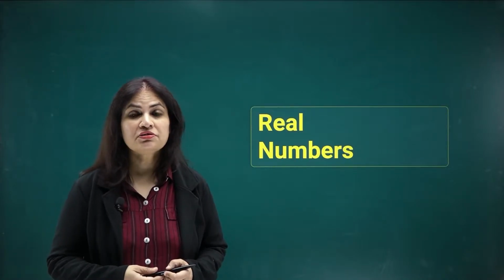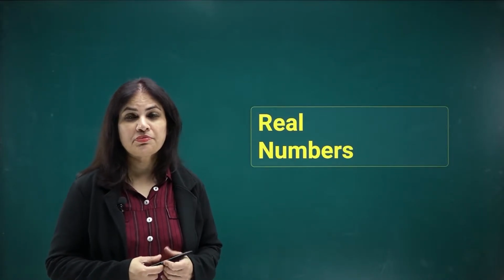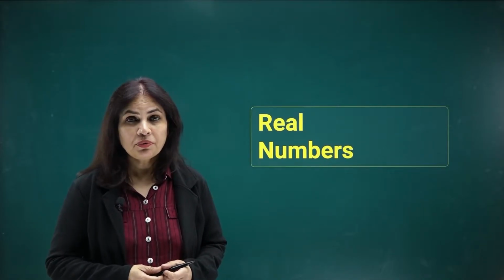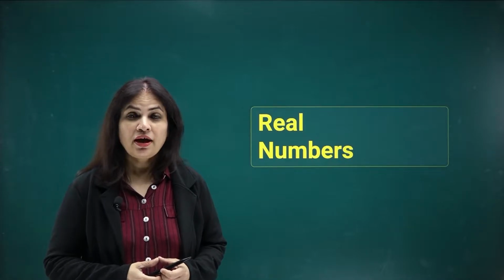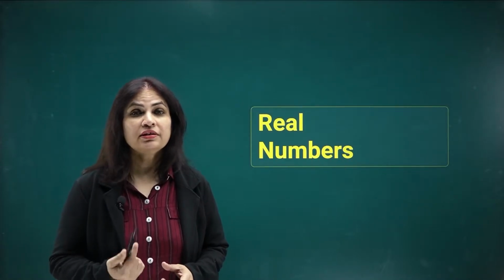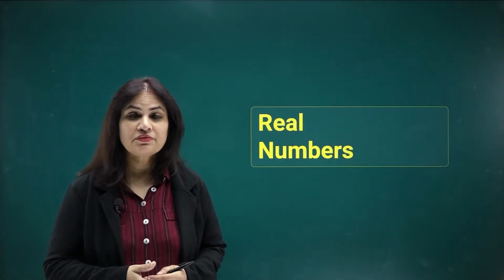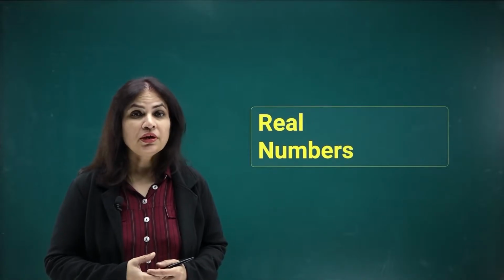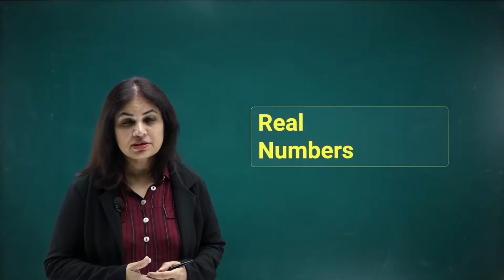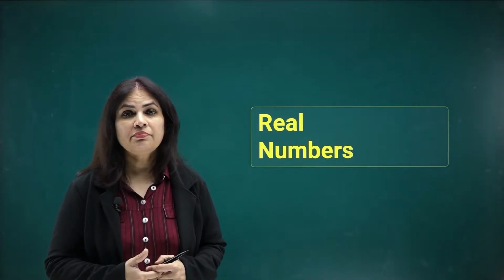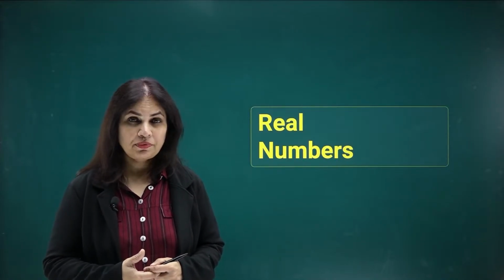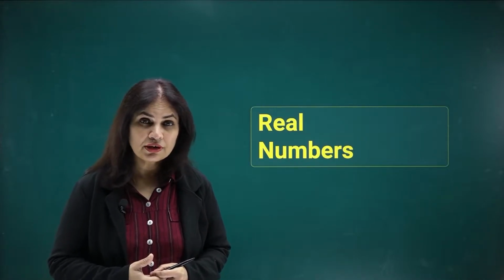We have learnt rational numbers are those which can be represented in the form of p upon q, where the denominator q is not equal to 0. On the other hand, the numbers which cannot be represented in the form of p upon q are not rational numbers, they are known as irrational numbers. So when rational and irrational numbers are grouped together, they form a set of real numbers.